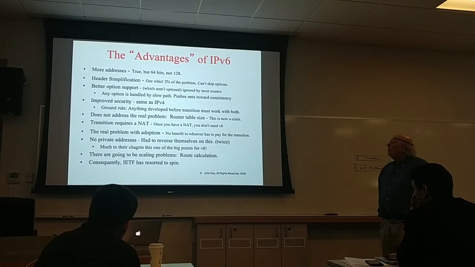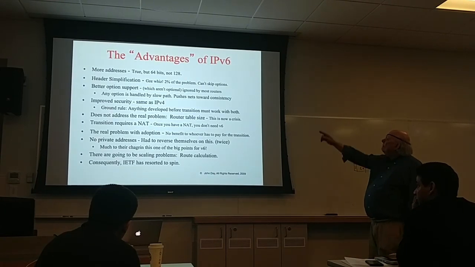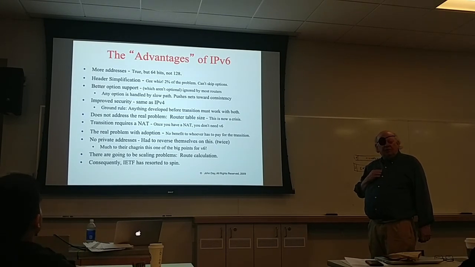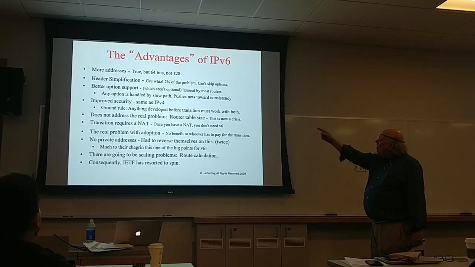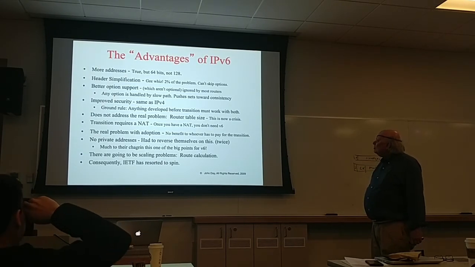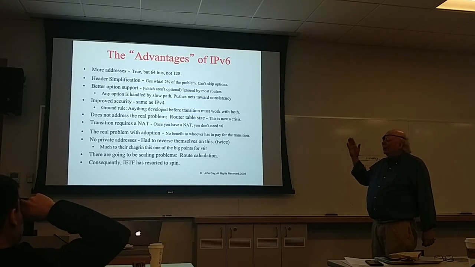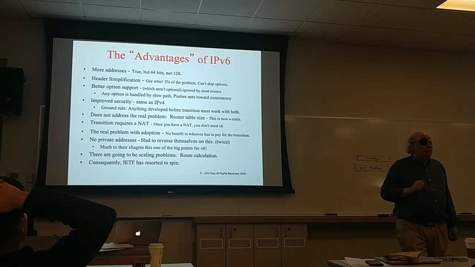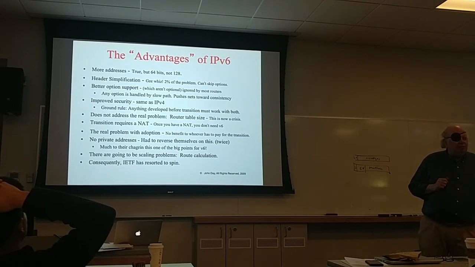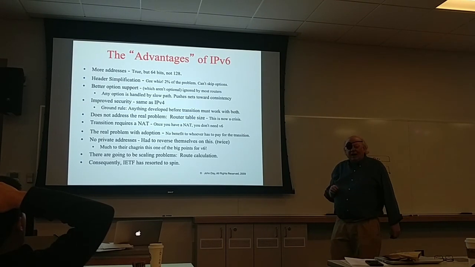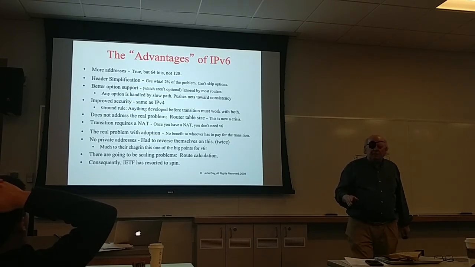So, what are the advantages of IPv6? More addresses. Well, actually, that's true, but really, we're only routing on the first 64 bits, not the whole thing. Header simplification. Well, that's 2% of the problem. Better option support. Actually, we've got a few problems here. And not only that, but options are always handled by the slow path. So everybody tries to avoid having packets go through the slow path to begin with. Improved security. Actually, it's the same as IPv4.